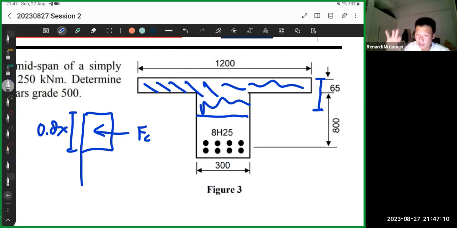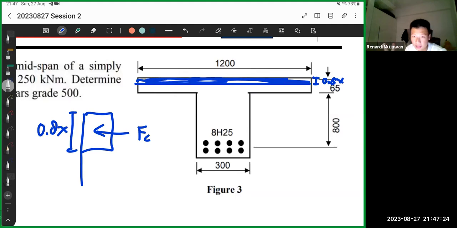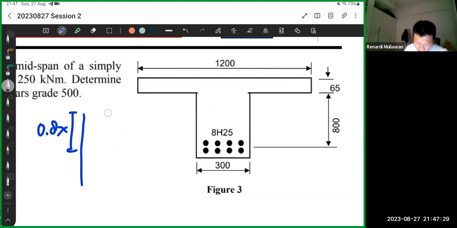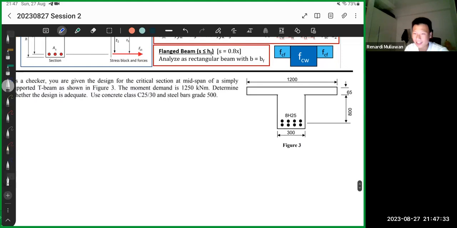It's below the flange, so this is 0.8x now. The second case can be also something like this. So this is 0.8x, and in that case, the compression is just this. So there are two cases for flange beams, but the concept is exactly the same. You just need to compare 0.8x against the flange.